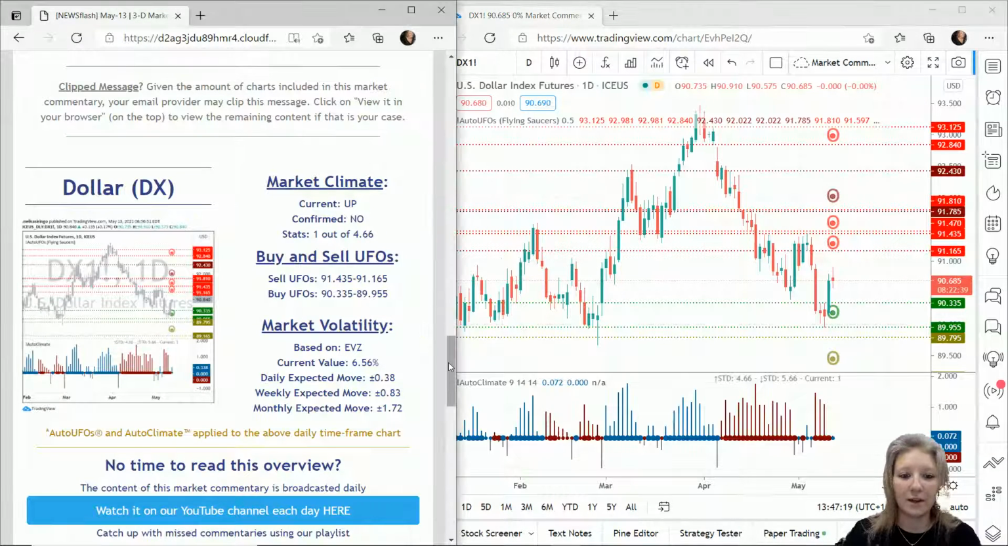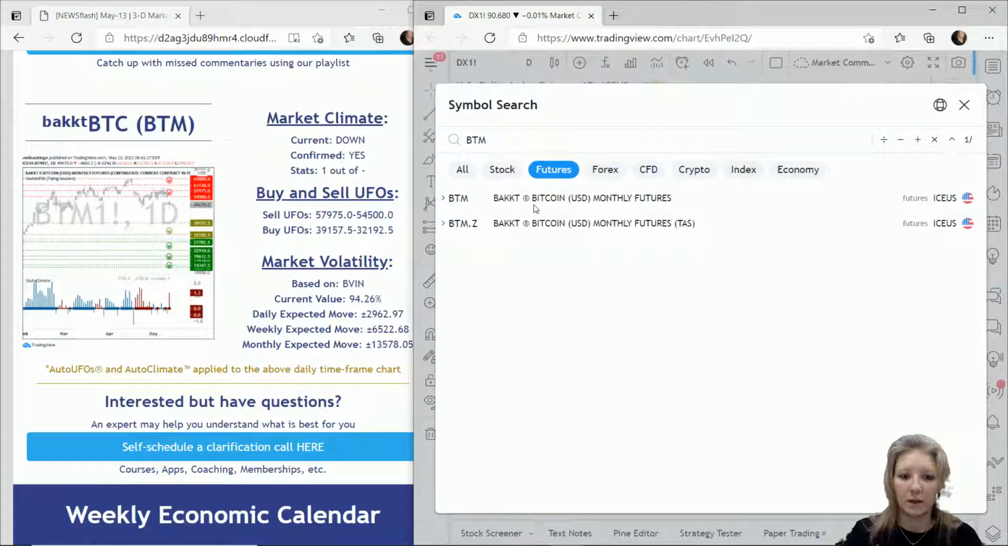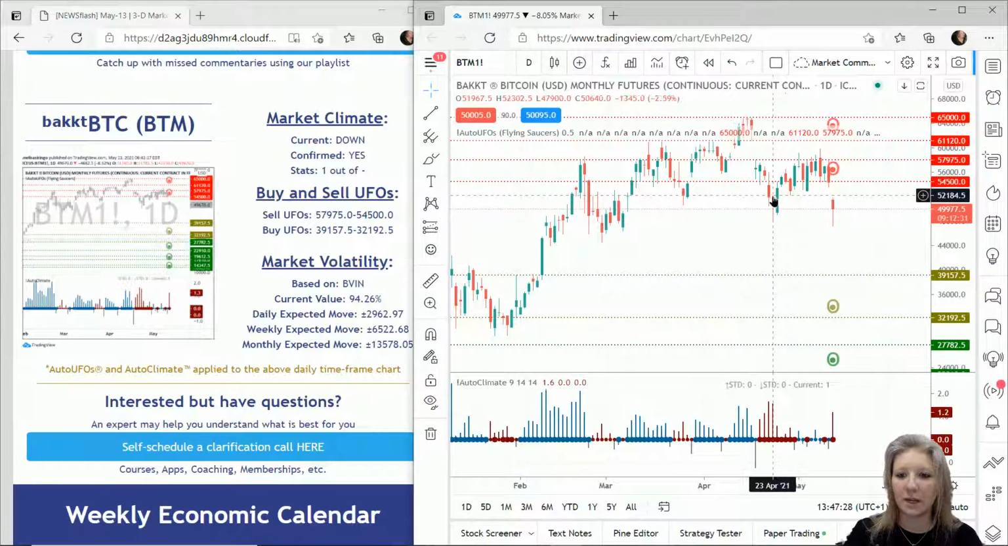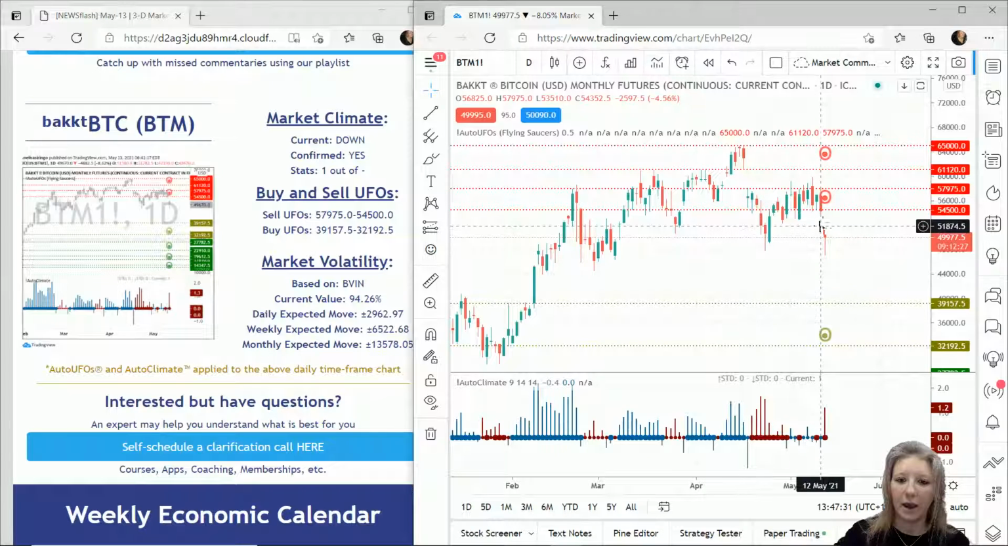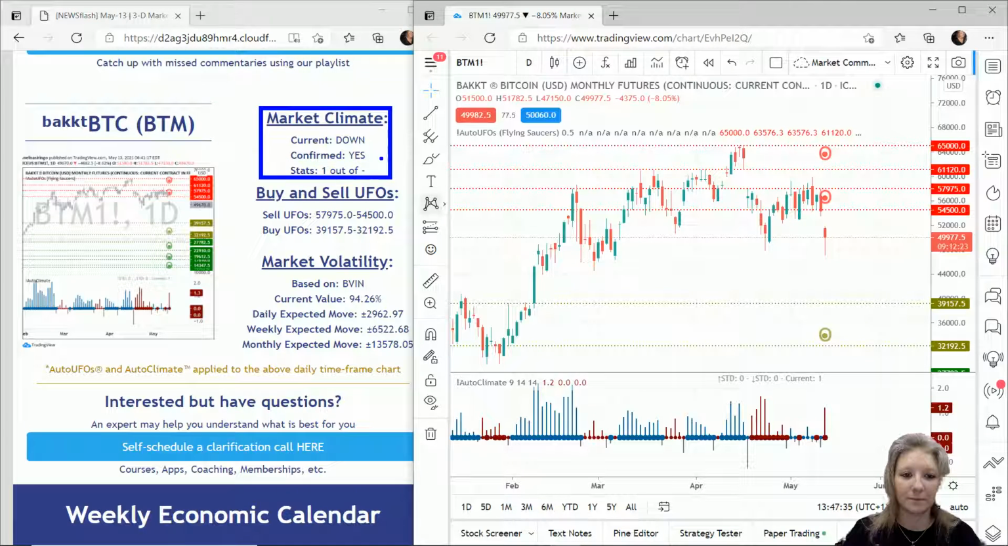Let's look at the next market, which is Bitcoin. Let's have a look here. There you go. So of course we've seen a big drop off in Bitcoin, a bit of a gap down in Bitcoin recently. I think Elon Musk has had a lot to do with that. So we now have a confirmed downwards climate, a thick red dot, probability to the downside. Again, not surprising considering we've had this move to the downside.